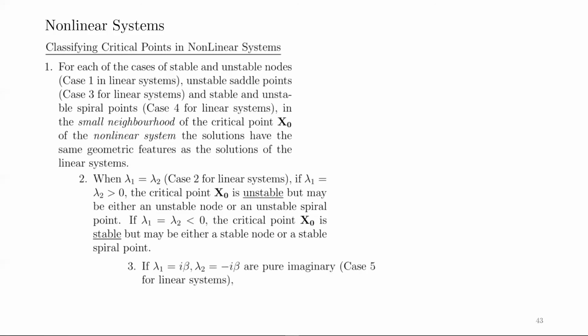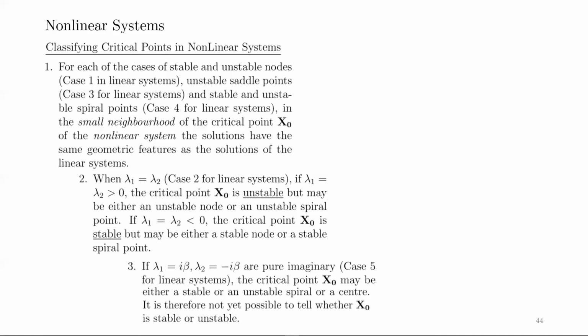Case 3, if we have complex conjugate eigenvalues, which are pure imaginary, which is case 5 for linear systems. In the linear system, that was a center. But for the nonlinear system, the critical point could either be a stable or an unstable spiral or a center. So it's not possible to tell whether the critical point is stable or unstable. And the reason for that is because if you recall, in these centers, the real part of the eigenvalue was 0, of course.